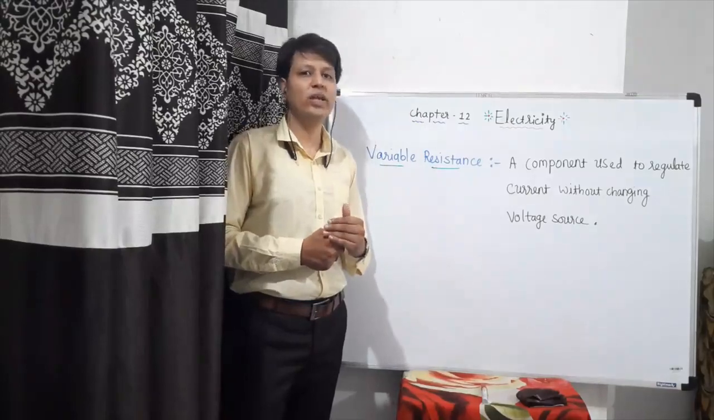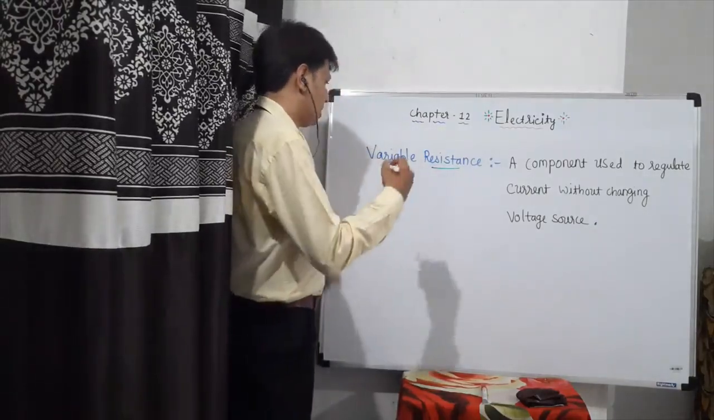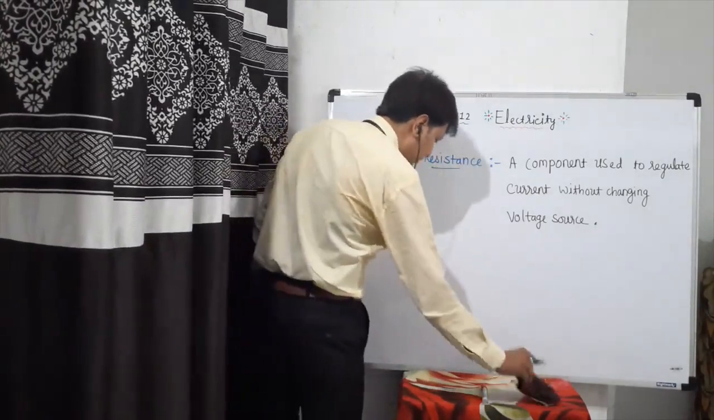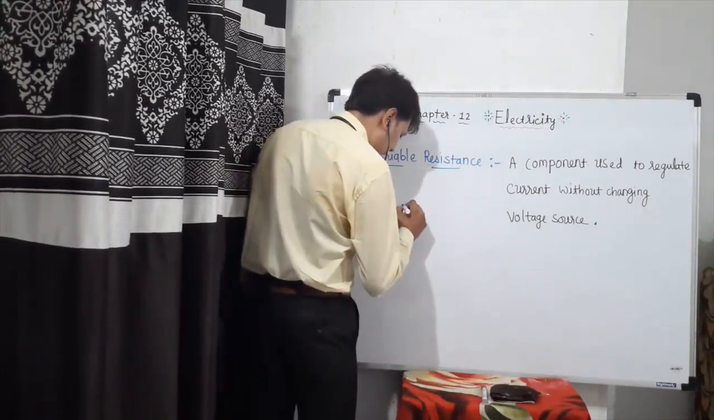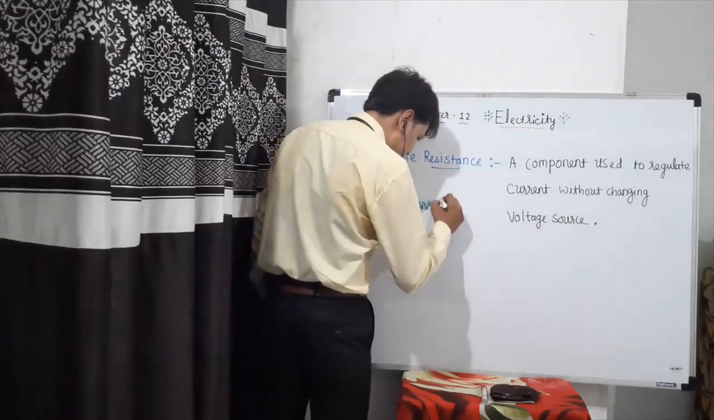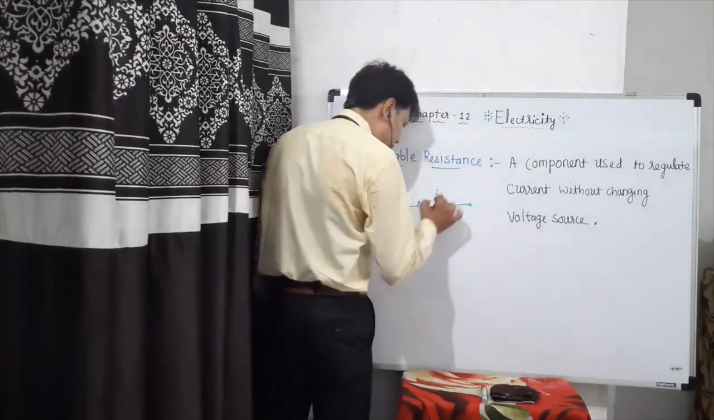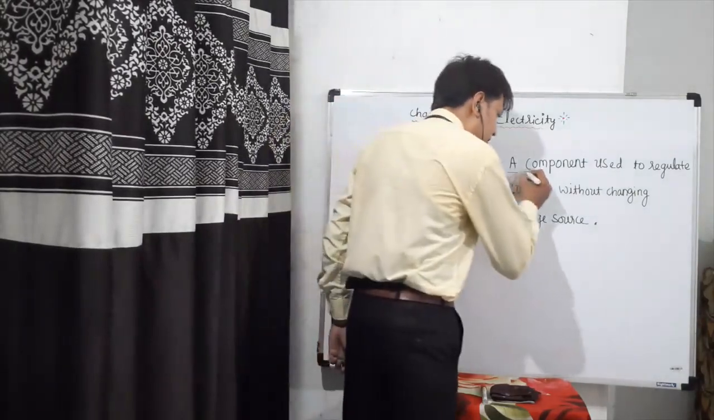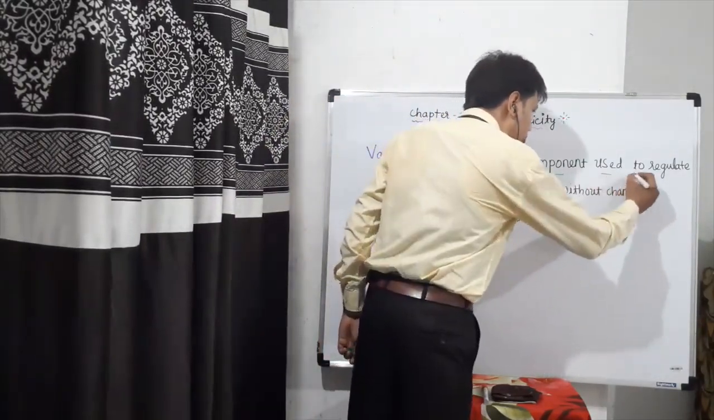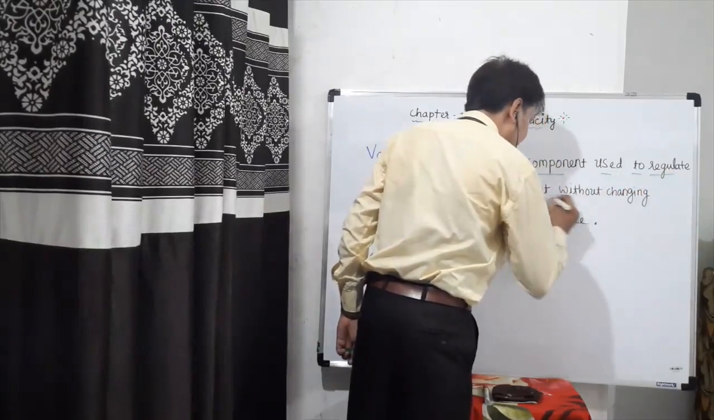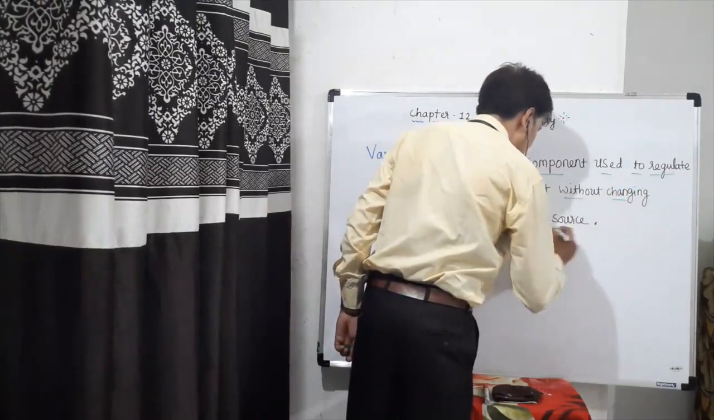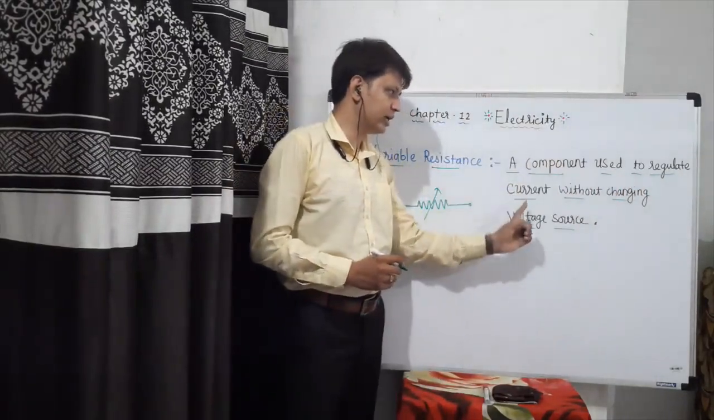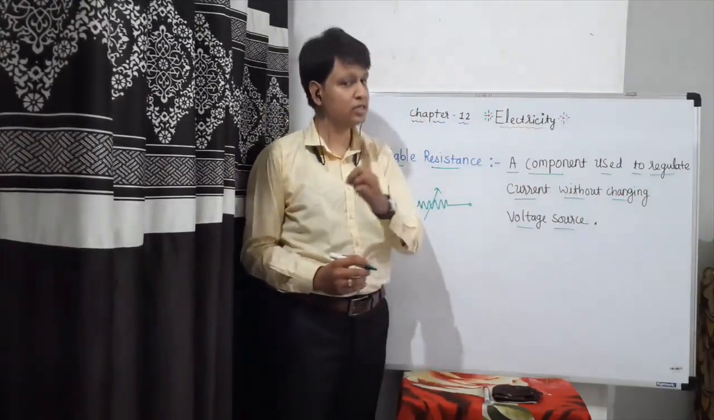Let us define a variable resistance, or let us say a variable resistor here. So I am drawing the diagram of a variable resistor which provides variable resistance. Actually, a variable resistor is a component used to regulate current without changing the voltage source. So it is used to regulate current without changing the voltage source.